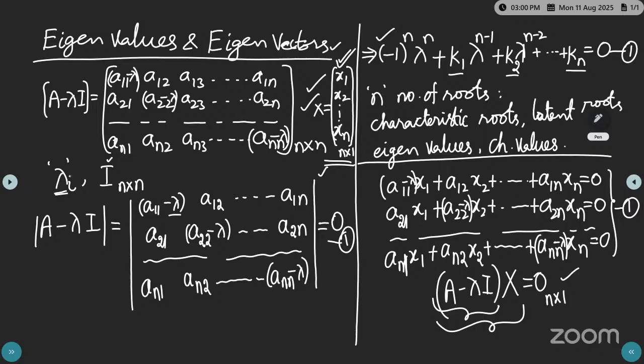For distinct eigenvalues, there exist distinct eigenvectors.